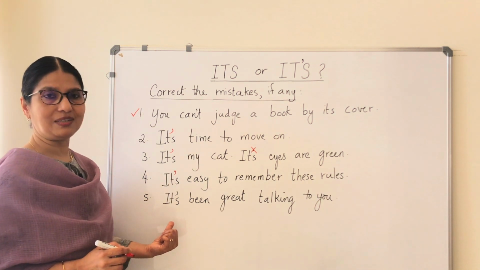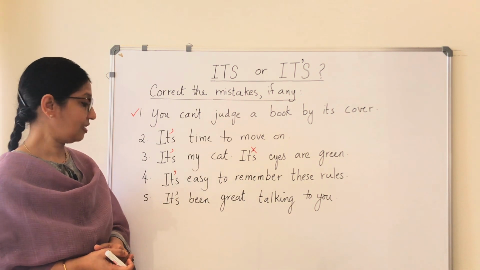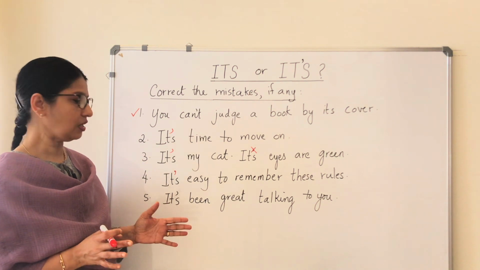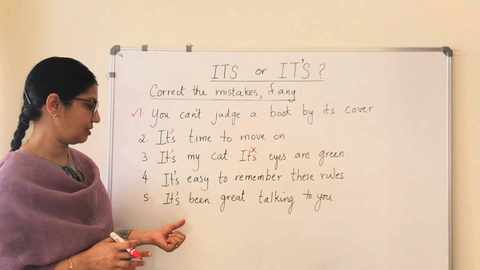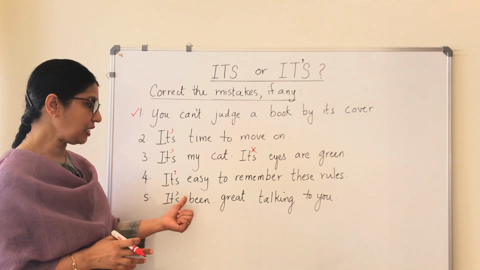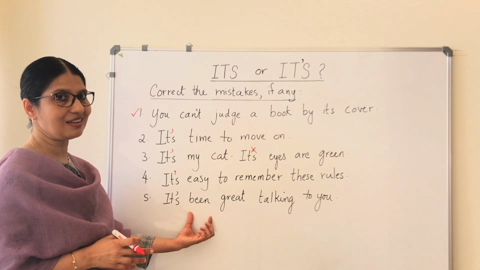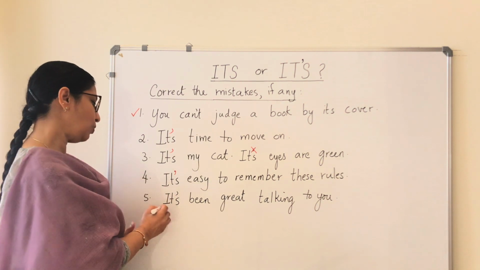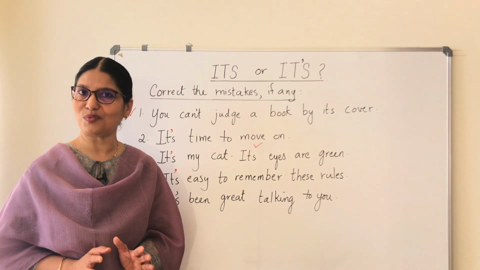And the fifth one, it's been great talking to you. I have used it's with an apostrophe. To be sure, let's try to replace it's with it is or it has. So I can say here, it has been great talking to you, because you find this word been here. It's clear that it should be it has. So you can replace this with it has. So this is right.